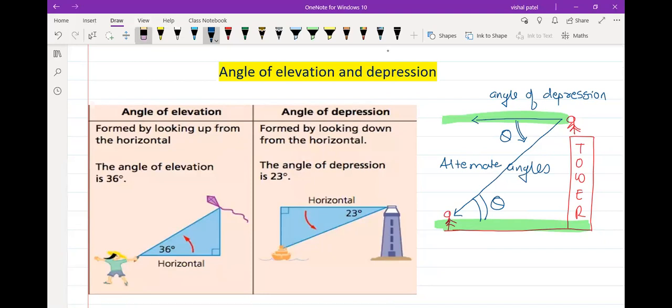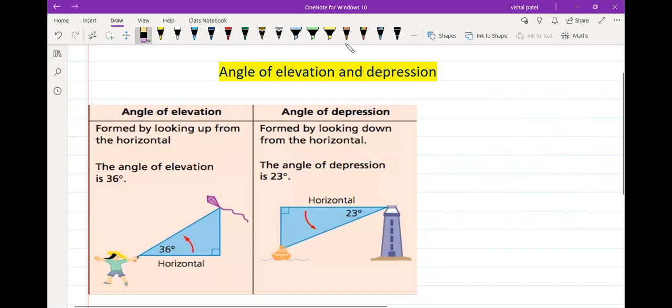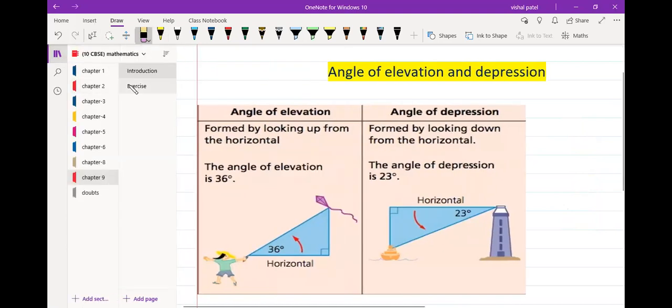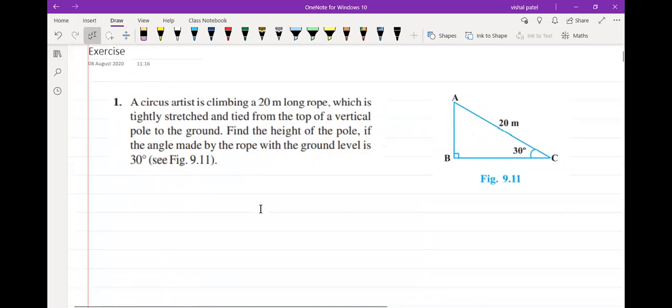Students, if you have any doubt, let me know. The concept is easy. When you're looking up, at what angle you're looking up, that is called angle of elevation. And when you're looking down, at what angle you're looking down, that is called angle of depression. With this concept, let us start with the exercise. Students, we have only one exercise.